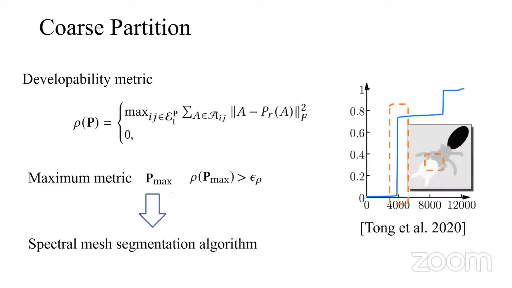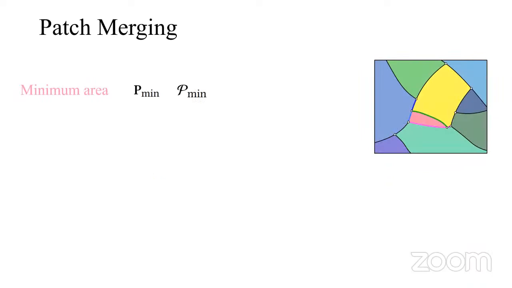For the coarse partition, we perform the segmentation one patch at a time. We define a divisibility metric for the segmentation algorithm. Then we find the unvisited patch with the maximal divisibility metric. If the metric is greater than a positive threshold, we use the spatial mesh segmentation algorithm to segment this patch. We perform this process one by one, and then we get a coarse over-segmented result. Then we perform the patch merging.